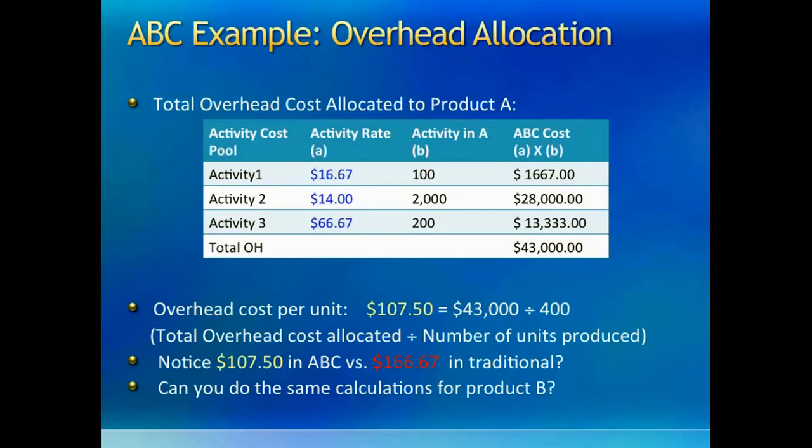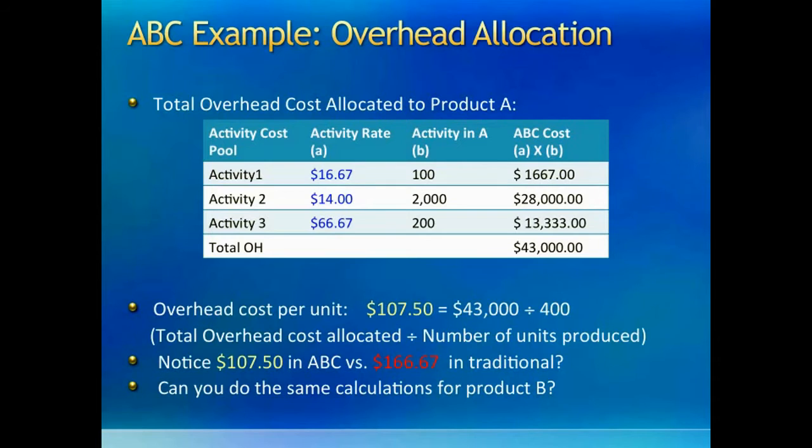The second question was, which method is more accurate? Answer to this one is simple. Since ABC breaks up total overhead cost into different pools and different drivers are used for each pool, it is likely to be more accurate.